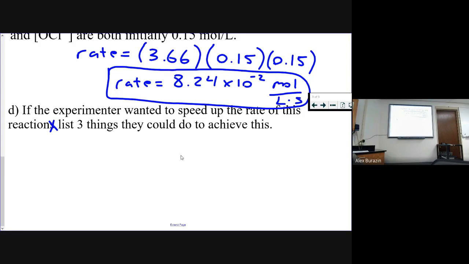You get the wrong person. All right. What can we do? Decrease the volume of the container. Let's talk about that.